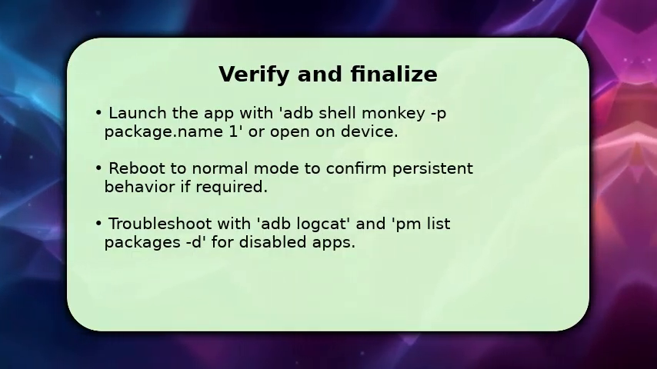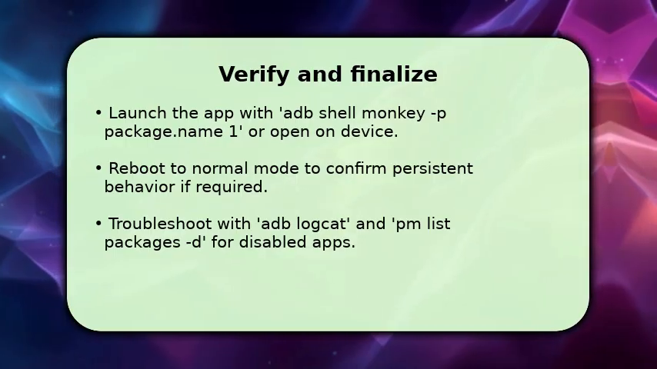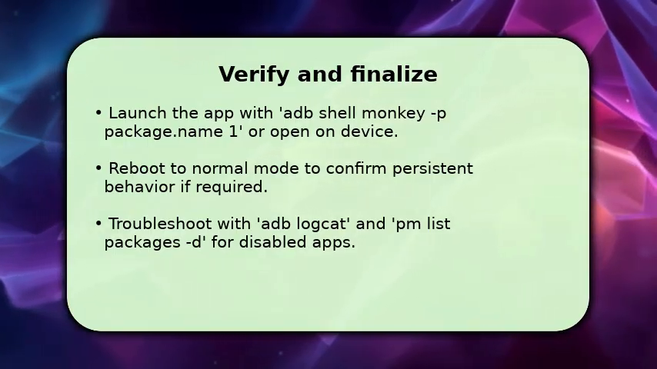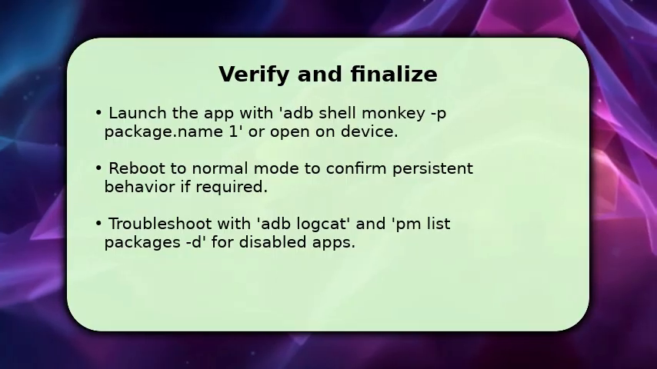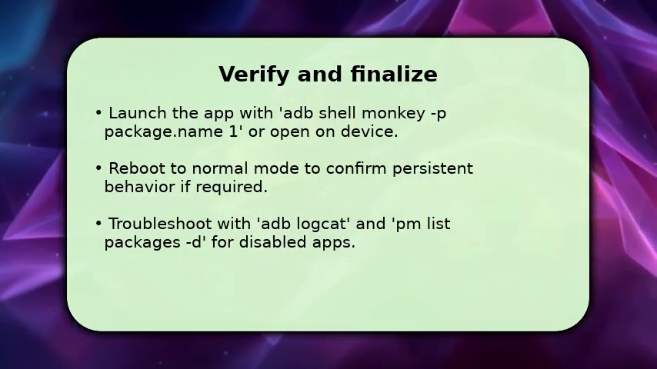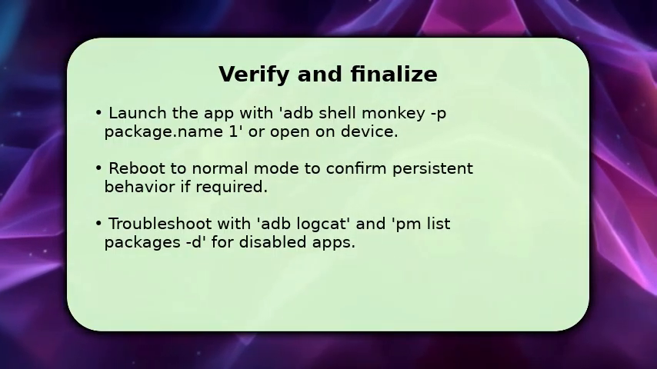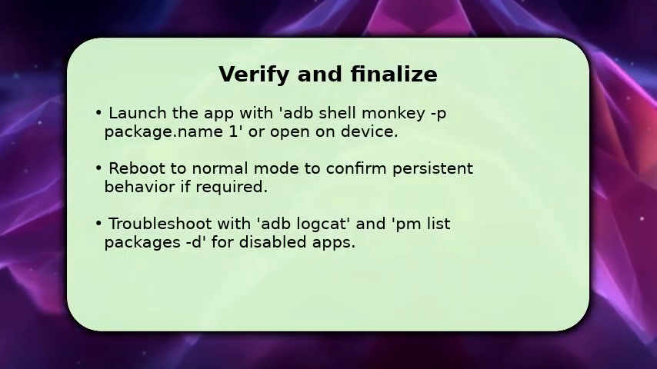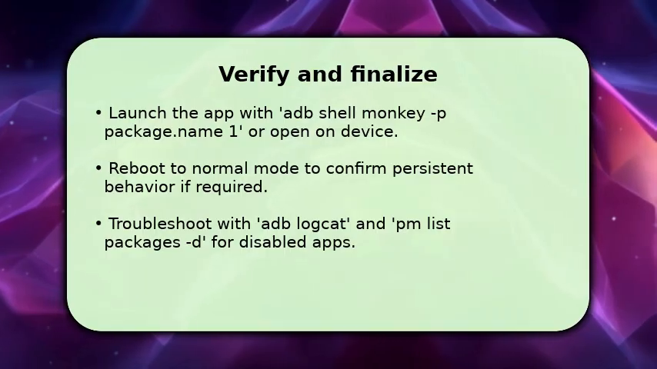Once confirmed, reboot the device back to normal mode if you want persistent access, but make sure to observe whether the app stays enabled. If something goes wrong, run adb logcat to inspect errors and use pm list packages -d to see disabled packages. If needed, re-enable or reinstall the app and repeat the verification step.